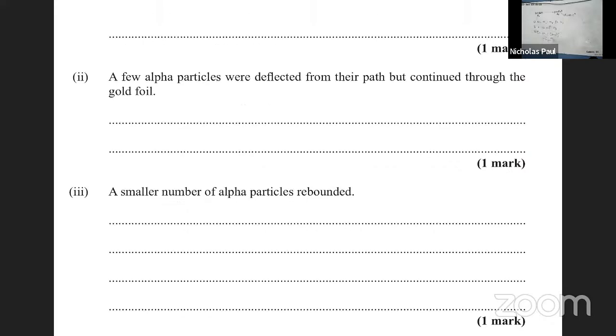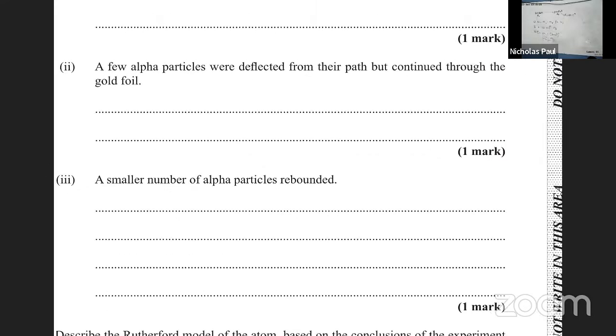A few of the alpha particles were deflected. The core was small and positive. Deflection indicated that the core was positive as well, so it might be nice to write that. Deflection indicated that the core was small and positive.